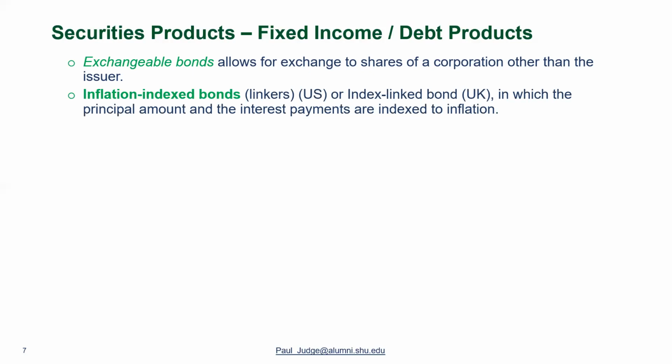Inflation index bonds, we talked about this a little bit more. They're also called linkers or index-linked bonds in the UK. And this is a case where the principal amount and the interest payments are indexed to inflation. And this is the case we talked about before with the LIBOR. So as inflation occurs and the inflation rate increases, the interest rate payments to the bond would increase. I would also presume that as inflation goes down, well, I never see this, it never seems to go down, but as it goes down, the interest rates will go down.